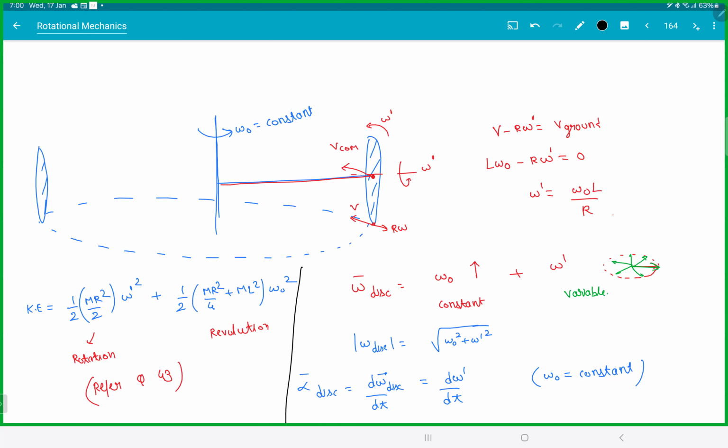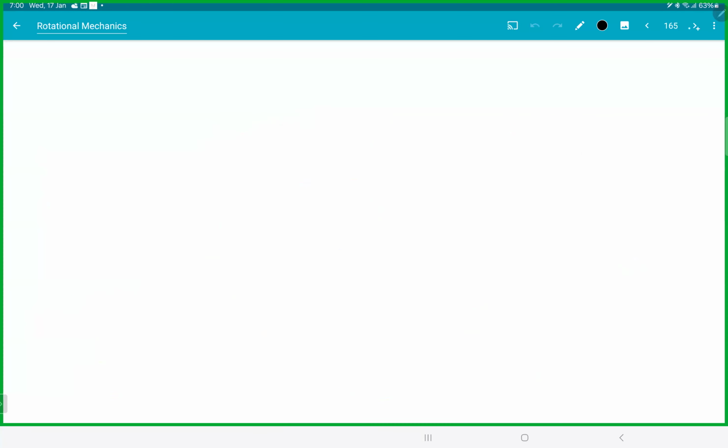Now listen to this thing. This is a bit different. So omega dash is constant, but I know the direction is changing. So this is what we do, everyone. If you see the top view, if I choose this as the x-axis and this as the y-axis, let the disk come like this. So omega dash is like this. So the disk has become like this. And let this rotate by theta.